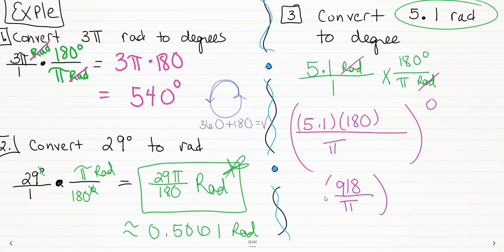918 over pi degrees. And yes, pi is just a constant. It's just a number. So you could have a degree measurement that has a pi in it. You could also take this and divide 918 divided by pi to get an approximation if you feel a little better about that, but it's approximately 292.2 degrees. But it is okay that our answer had a pi. Don't let that throw you off.